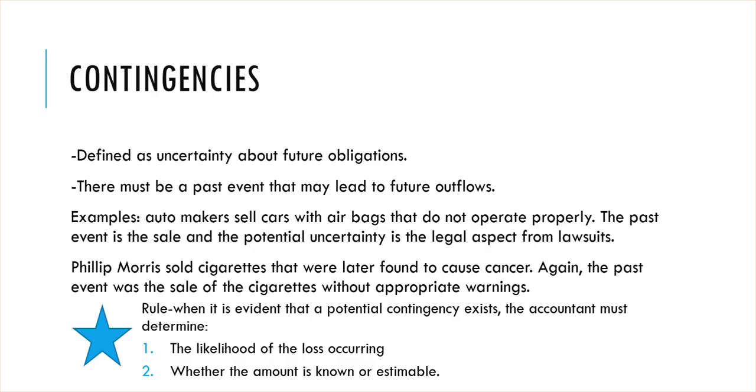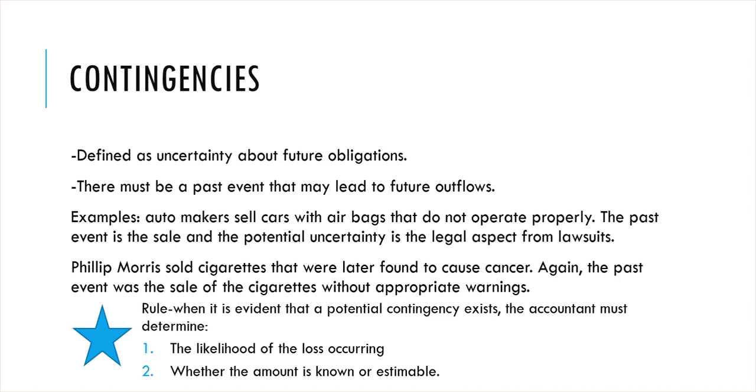Let's talk a bit about contingencies. Contingencies refer to uncertainty about future obligations. To record it as a liability and hence a contingent liability, the first thing to do is, do we have a probable sacrifice? Do we have some sort of a legal obligation? And a lot of these do come about because of lawsuits, so it implies there's a legal obligation. And there has to be something that happened in the past, a past event.